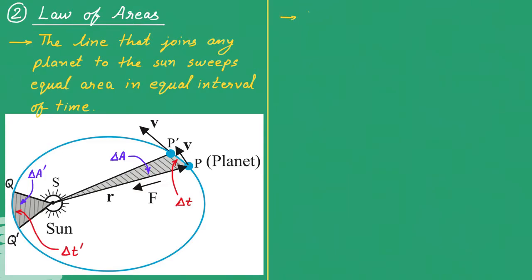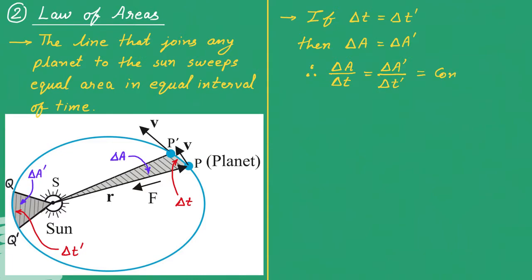Now here Kepler says that if the time interval delta t and delta t dash are same, then the area swept by the line which is joining the planet and the sun will be also same. That means area delta A and delta A dash will be also same. Means the line that joins planet and sun sweeps same area in same time interval. Here from this we can also say that delta A upon delta T will be equal to delta A dash upon delta T dash, and this is going to be constant.